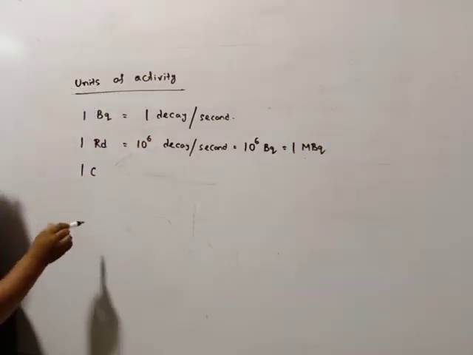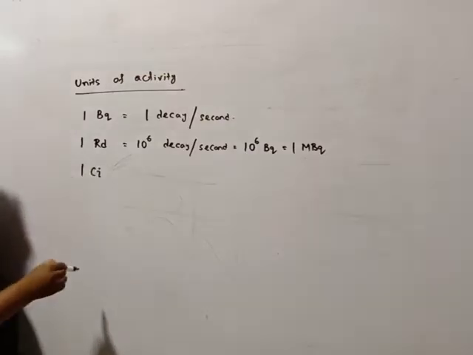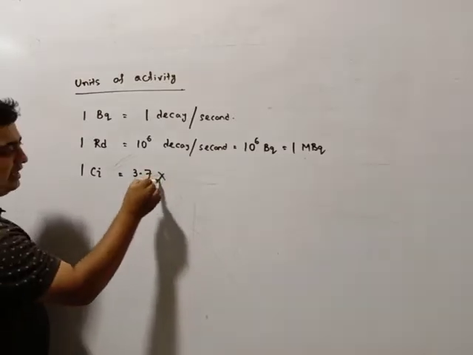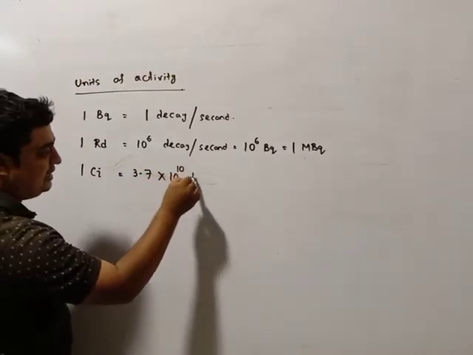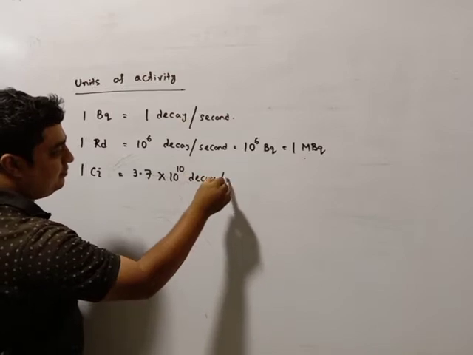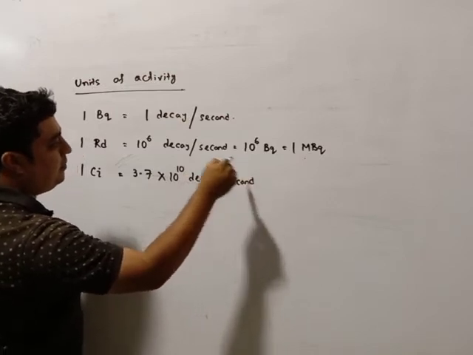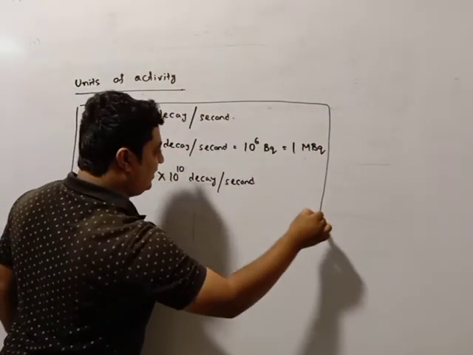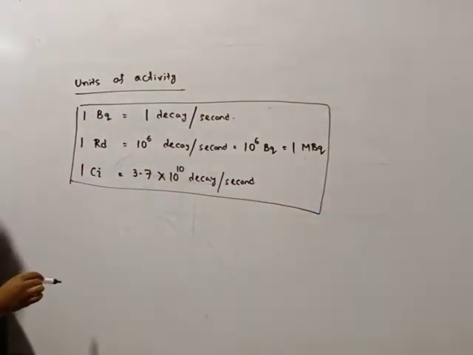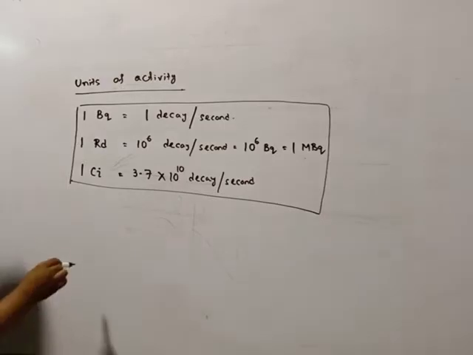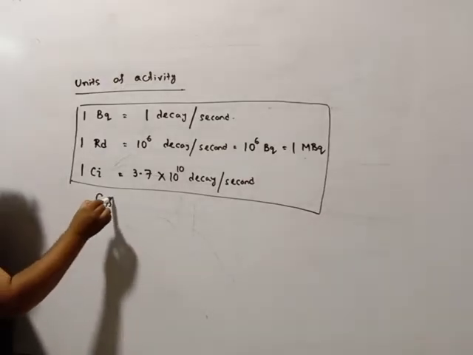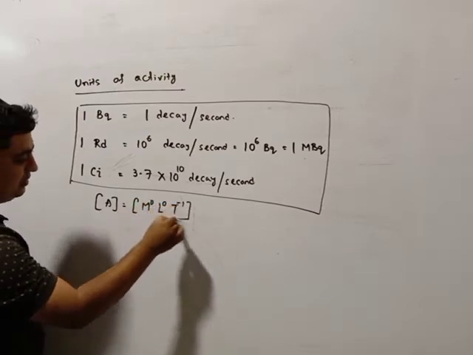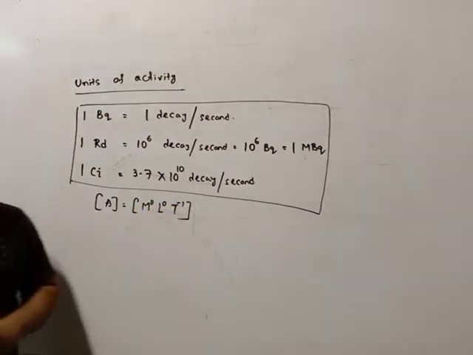The next higher unit is 1 Curie. 1 Curie is equal to 3.7 into 10 to the power 10 decay per second. So these are the units of radioactivity. And the dimension of activity is M to the power 0, L to the power 0, T to the power -1.